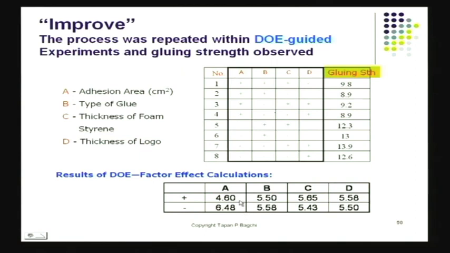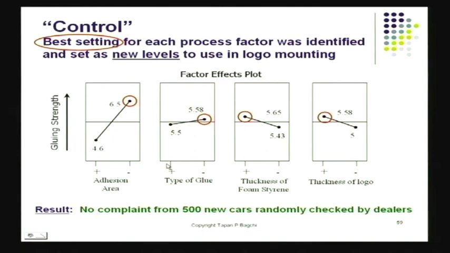Let me show this to you graphically. The picture would look like this. When area is changed from this low value to high value, if you go by the working ranges that I displayed earlier, you'd find that gluing strength goes up quite a bit. It goes up by almost 50% when you move it from low area to high area.